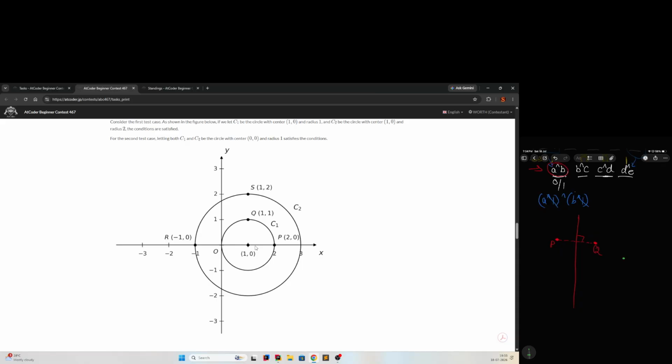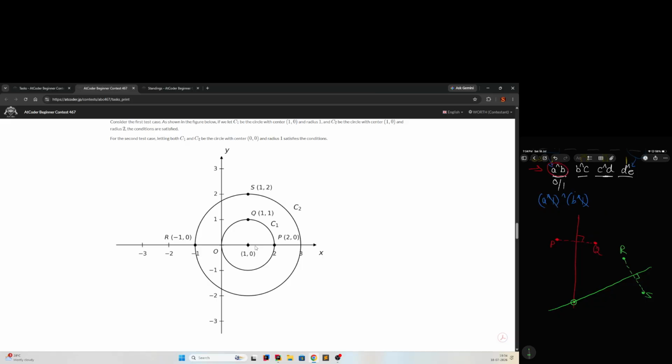Similarly, for R and S, let's say this is R and S. If this will be the line segment and midpoint, we cut the perpendicular. Yeah, almost a perpendicular, but it's fine. So yeah, we cut this perpendicular and this intersecting point.